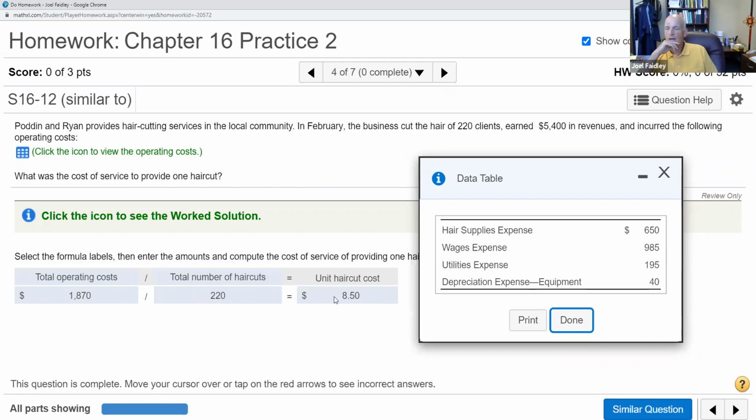So obviously when I price my haircut, I need to have at least $9 if I want to make 50 cents. It says 5,400 though. It's not part of the exercise, but how much do they charge per haircut? 5,400 divided by 220. That's a strange number, $24.55. Maybe they charge different amounts for different people, different for ladies than men.